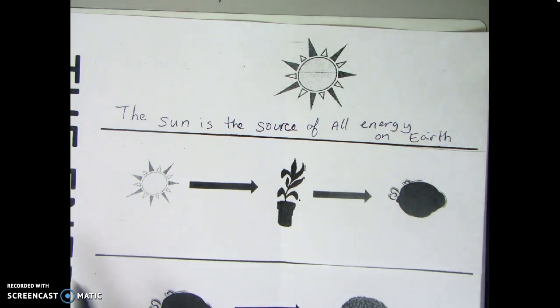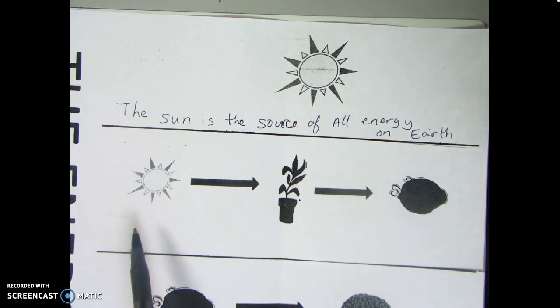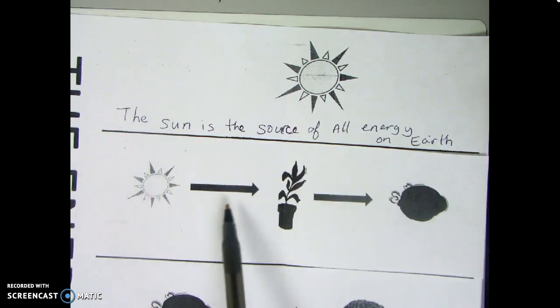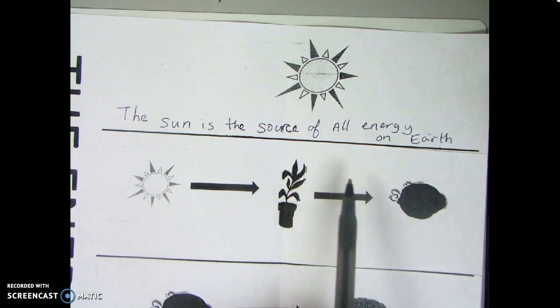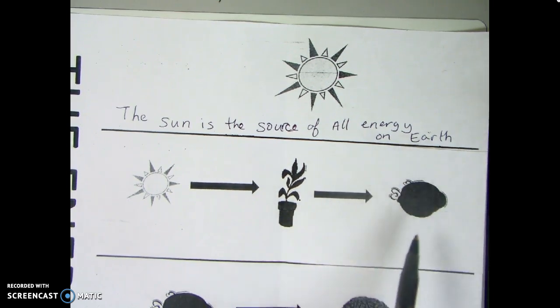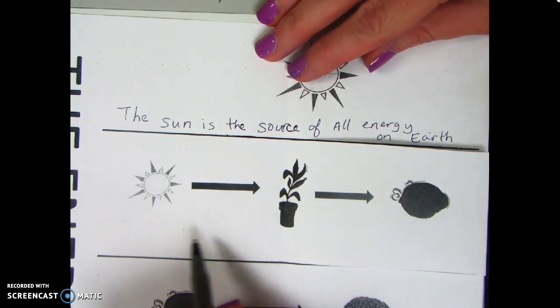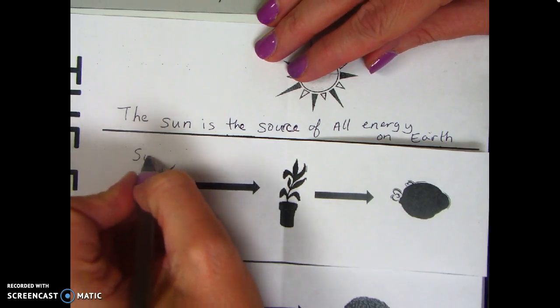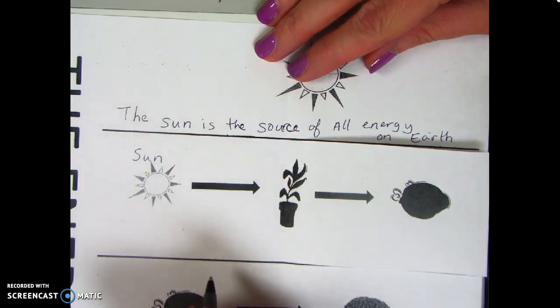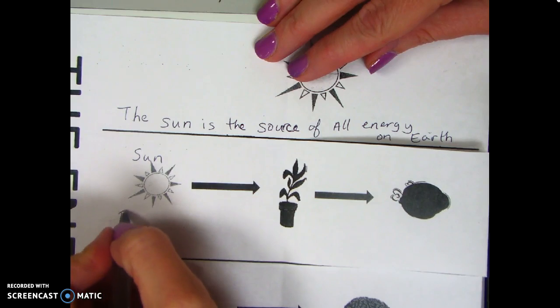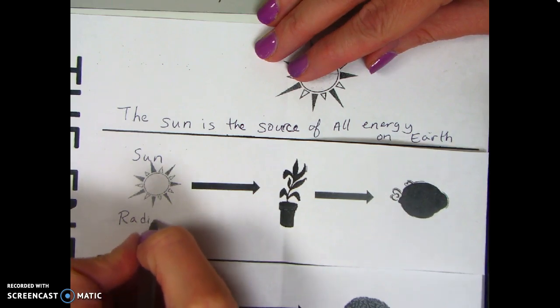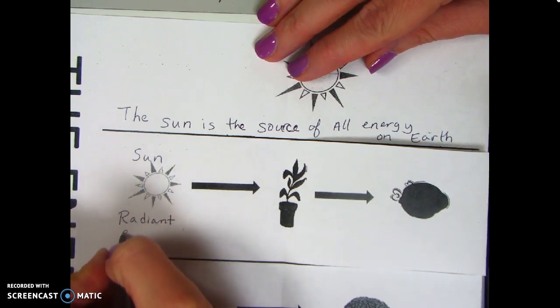So moving down to the second set of images, we see a sun and an arrow and a plant and an arrow and then some food. This is chicken. Okay, so you're going to have the sun, and the sun is going to have a certain type of energy. Okay, so this is the sun. And what kind of energy is coming from the sun? Radiant energy.